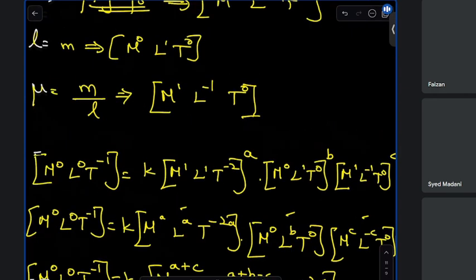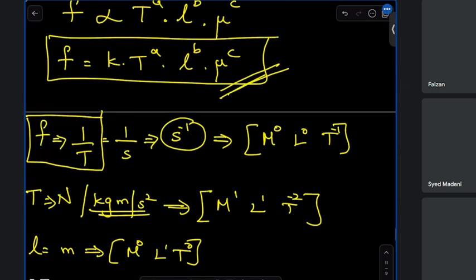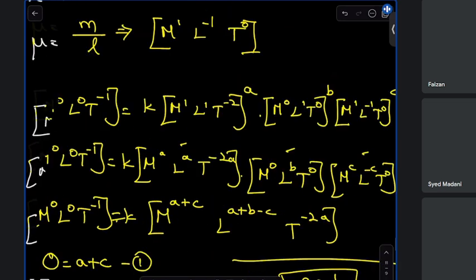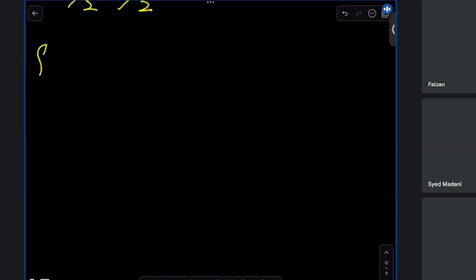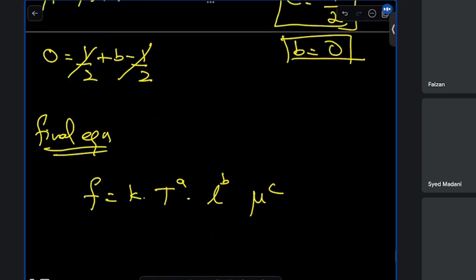I'll go back to my equation which I wrote there. Where's the equation? It's here. Okay, F is equal to k into that one. I'll write the final equation. F is equal to k into T to the power a, L to the power b, mu to the power c. Right, this is what we got the equation as.